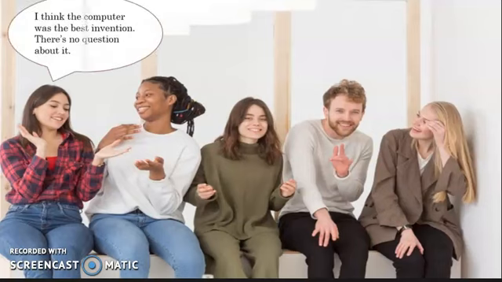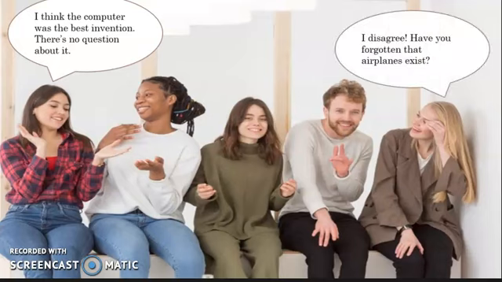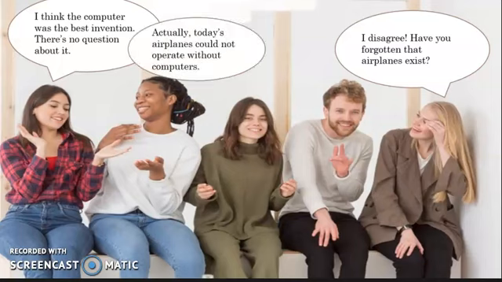Suppose you are with a group of friends discussing the greatest inventions of the 20th century. One friend says, "I think the computer was the best invention. There's no question about it." Another friend says, "I disagree. Have you forgotten that airplanes exist?" Now the first one responds again, "Actually, today's airplanes could not operate without computers." Knowing how to express your opinion in English is valuable whether you are speaking or writing.